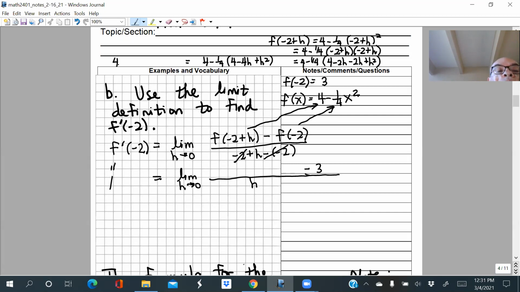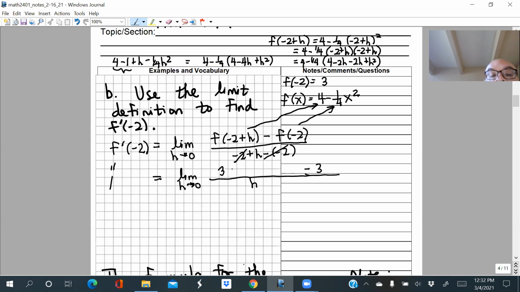So I get 4, and then -1/4 times 4 is -1. That's easy. Then -1/4 times 4h is plus h. And then we have -1/4 times h squared. Not much we can do with that; it's just -1/4 h squared. Of course, 4 minus 1 is 3. So now we can plug all of that back into our limit here.